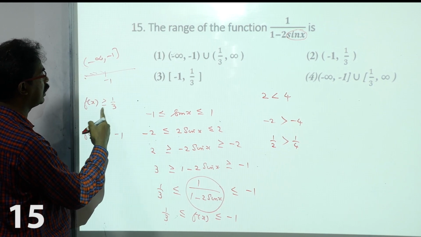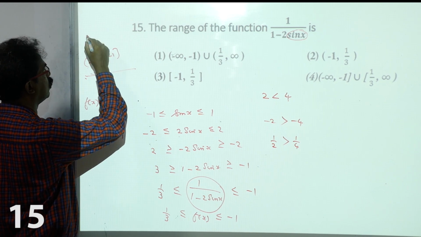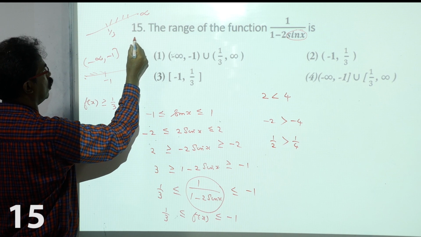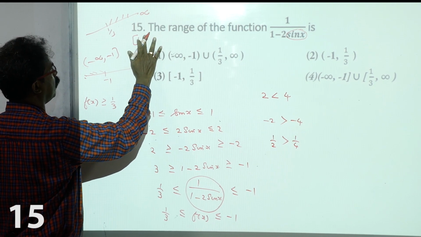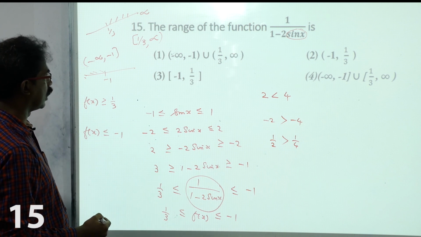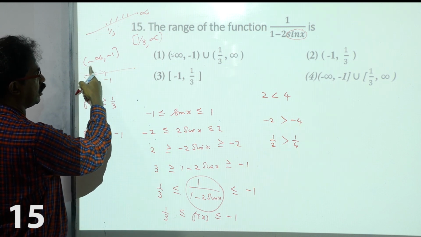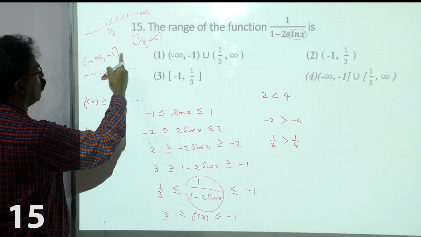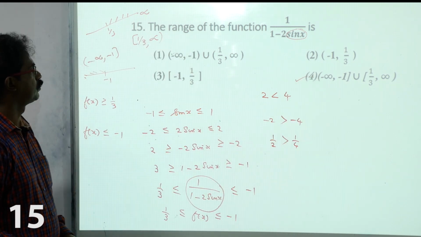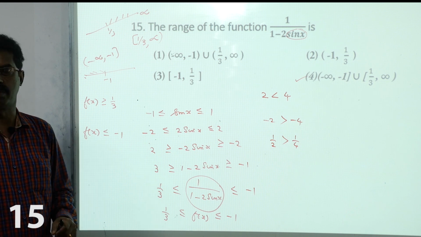And another one, greater than or equal to 1 by 3, this portion. So 1 by 3 to infinity. So these are the ranges that will come. So the correct answer is -infinity to -1, -1 is included, and 1 by 3 to infinity. So the correct answer is the fourth one. So that is question number 15.